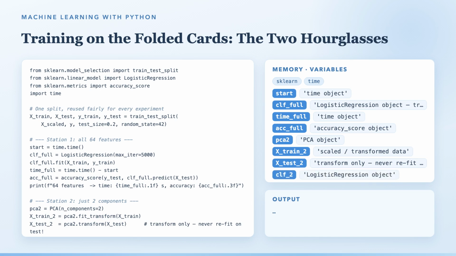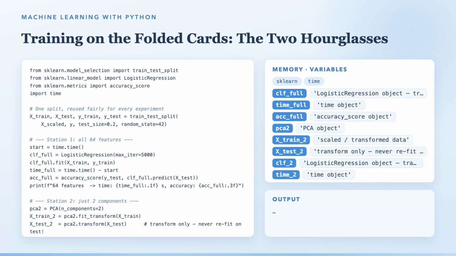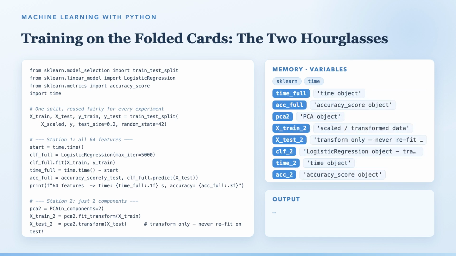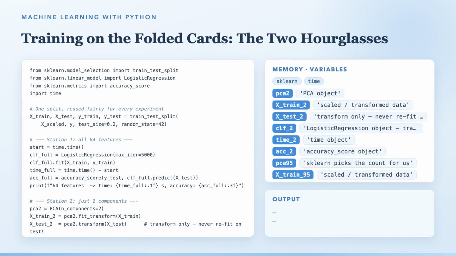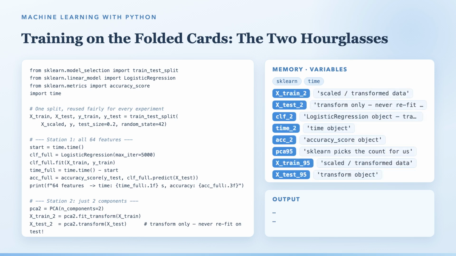This block builds 3 little stations. First, train_test_split divides X_scaled and y. 20% set aside for testing. random_state 42. So the split is always the same. Station 1. We start a timer with time.time. Fit clf_full, a logistic regression with max_iter 5000, on all 64 features. Then measure its accuracy with accuracy_score.